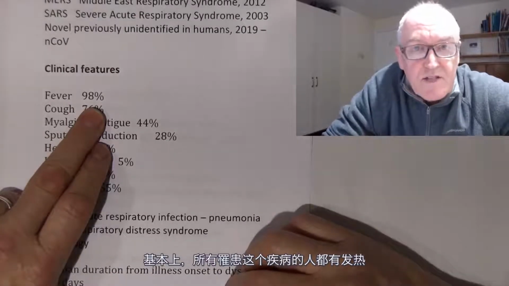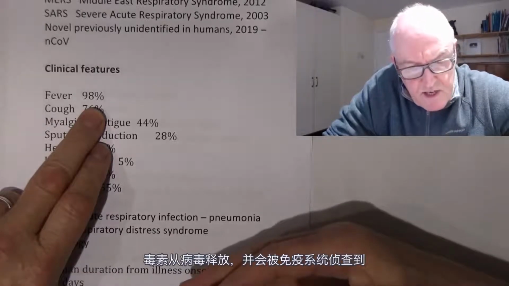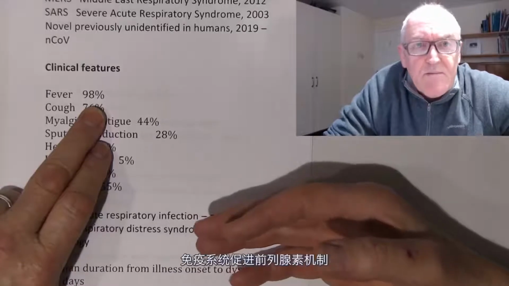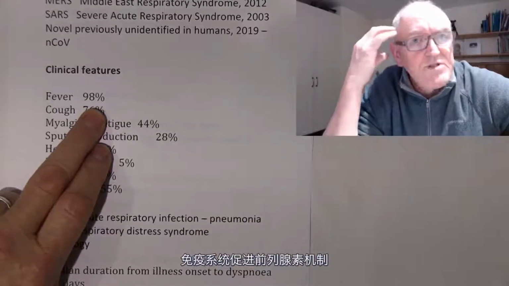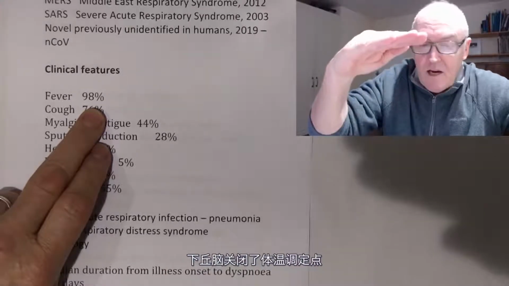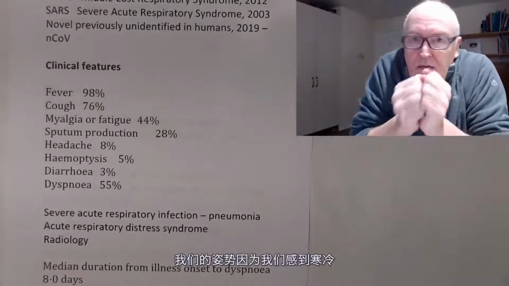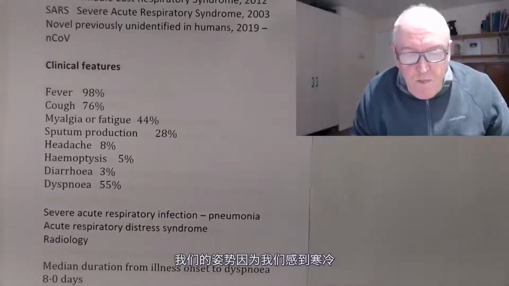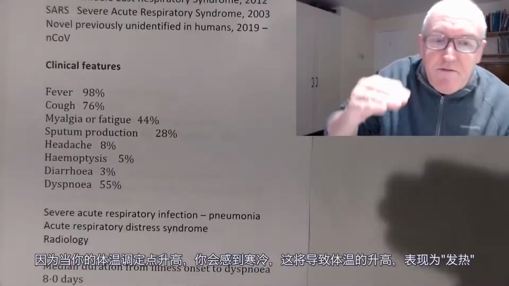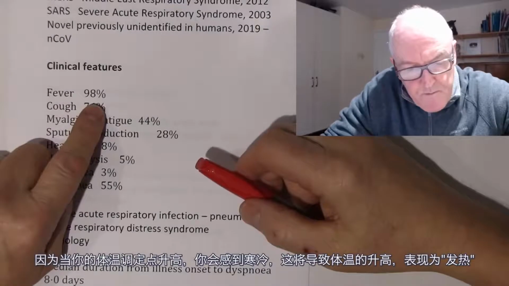They were pyrexial. So what happens here is that toxins are released from the virus. That's detected by the immune system. The immune system facilitates prostaglandin mechanisms in the hypothalamus, turns up the set point of the hypothalamus, and then we feel cold and shivery. We can have these rigors. Rigors is the cold, shivery feeling, because when your temperature's going up, you feel cold. That increases the body temperature and gives us the fever.